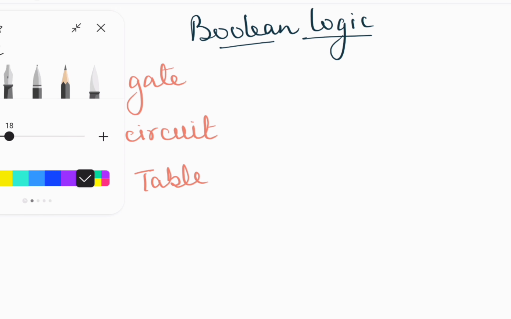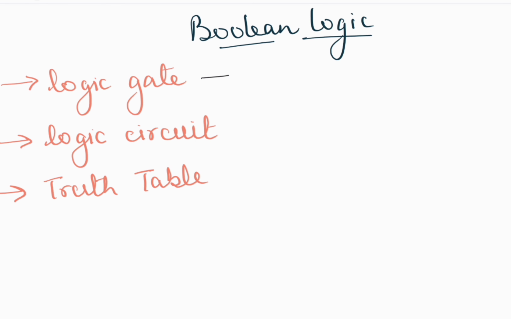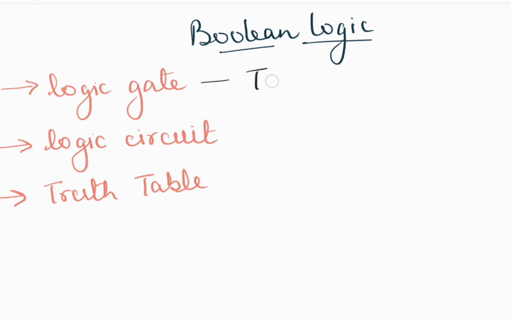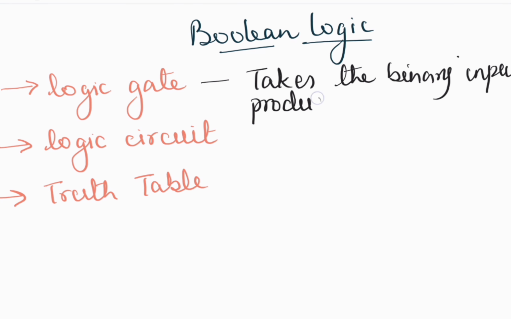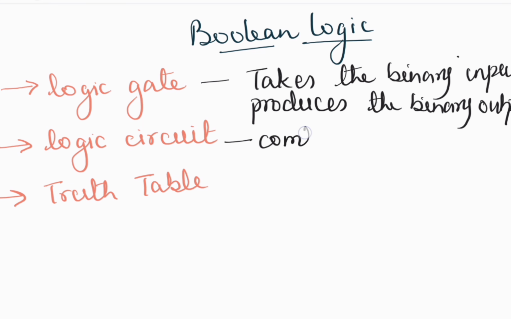Okay, so I'm changing the color so we know what to do. So what is a logic gate? A logic gate simply takes the binary input and produces the binary output. Logic circuit: if you use several logic gates, the combination is going to produce a logic circuit. So let's say the combination of logic gates.